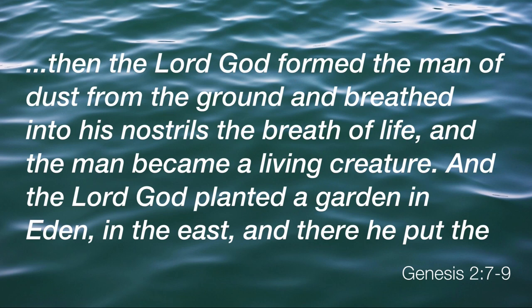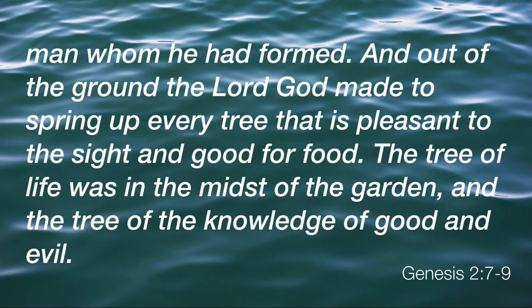And the Lord God planted a garden in Eden, in the east. So watch this. Out of chaos, darkness, ultimately he creates this beautiful, orderly garden for man, for woman, mankind, if you will, to live and to flourish. And then it says he put him in the east, and there he put the man that he'd formed. And out of the ground the Lord God made to spring up every tree that is pleasant in sight and good for food. The tree of life was in the midst of the garden, and the tree of the knowledge of good and evil. Now introduces this tree of life.